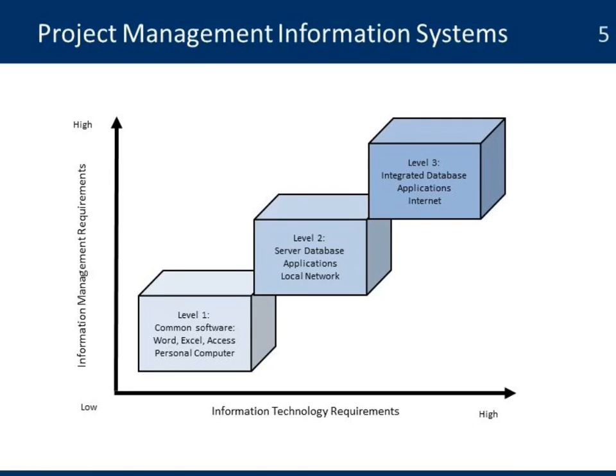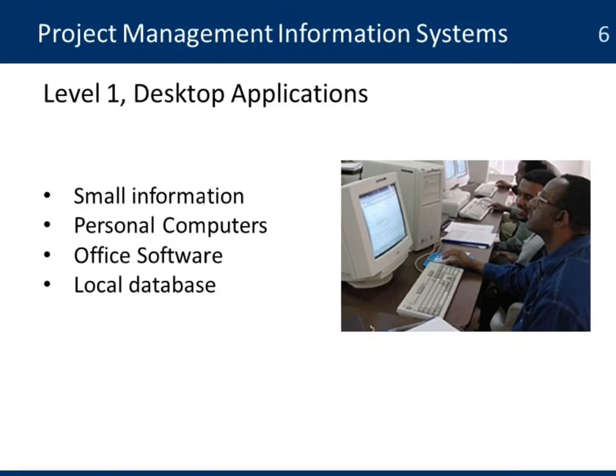The type of complexity of the project management information systems will depend on the amount of information that is needed and the type of technology that is required. And usually there are 3 levels. Level 1 will be common software. Level 2, we have more complex databases and a local network. And a level 3, where it's more complex, integrated, and use of internet. Let's look at each one of those.